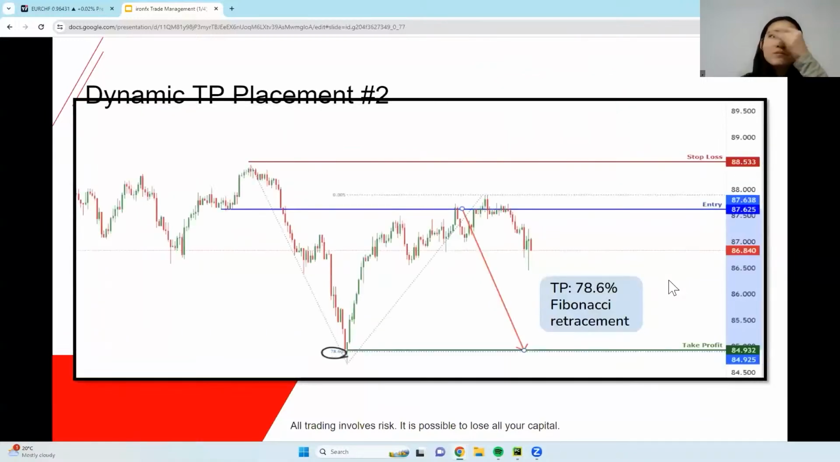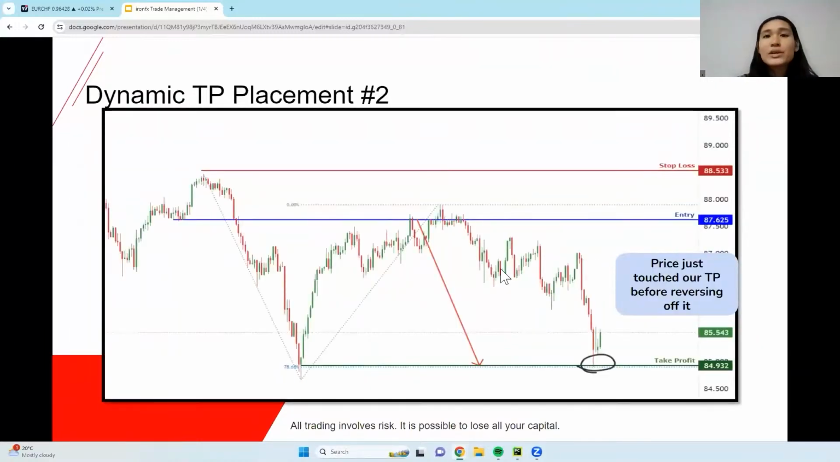Okay, so dynamic take profit placement here. Our take profit is in line with a 78.6% Fibonacci projection. This is wrong, it should be projection instead, because we have 3 points and we are using kind of a flash shape over here, or like a lightning bolt shape. Our 78.6 is in line with our take profit. Then we can see that price worked out just exactly as we expected it to and touched our take profit before reversing off of it.